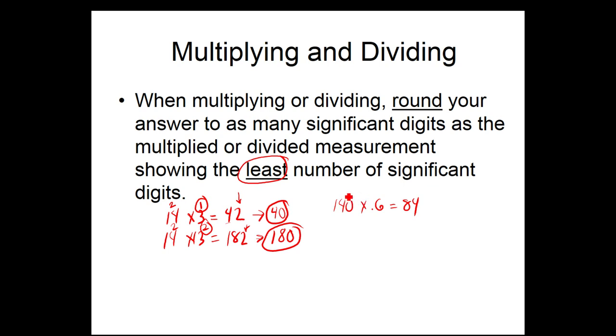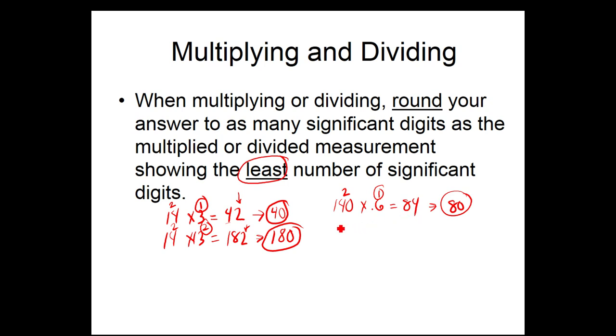140, how many digits does it have? Significant ones, it has 2 significant. 0.6 has 1 significant. So how many can my answer have? Just 1. So 84, again, somebody owes me $84. We're going to round that to $80. You start with the first one, and then look to the next one and see where it rounds.